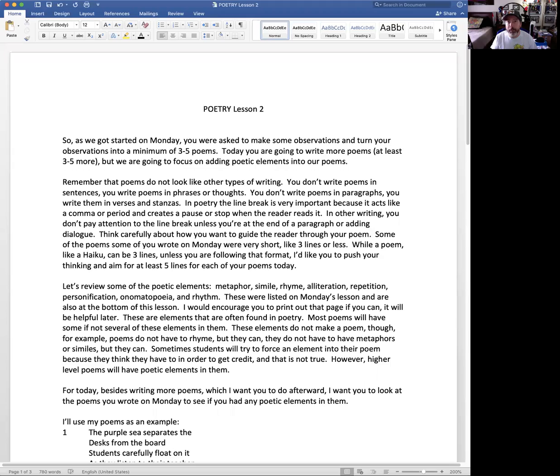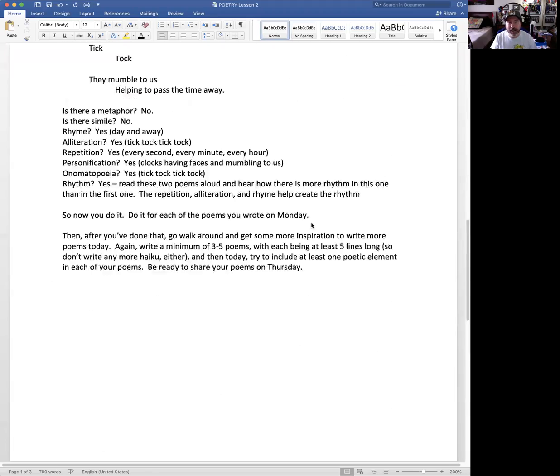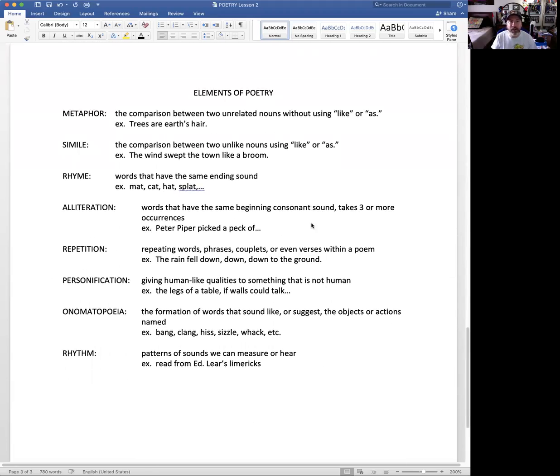So let's review some of the poetic elements. First off, the list of poetic elements was on the poetry lesson number 1 that I posted on Monday, okay? I'll be posting poetic elements on today's lesson too. So here they are. These are the elements of poetry. Now, they're not the only elements of poetry, but they're the ones we're going to focus on.